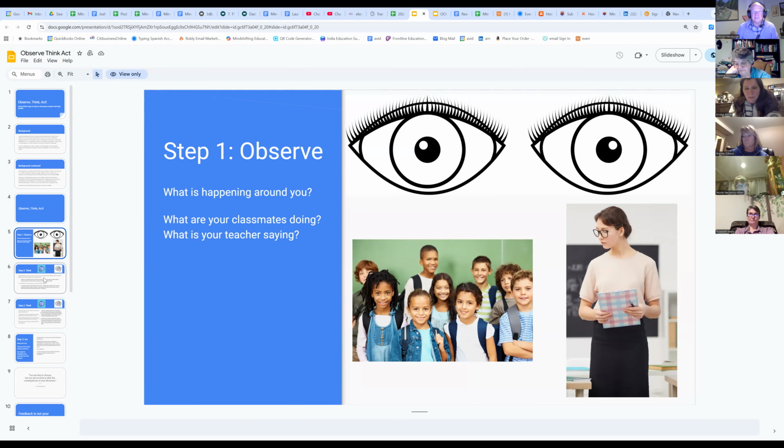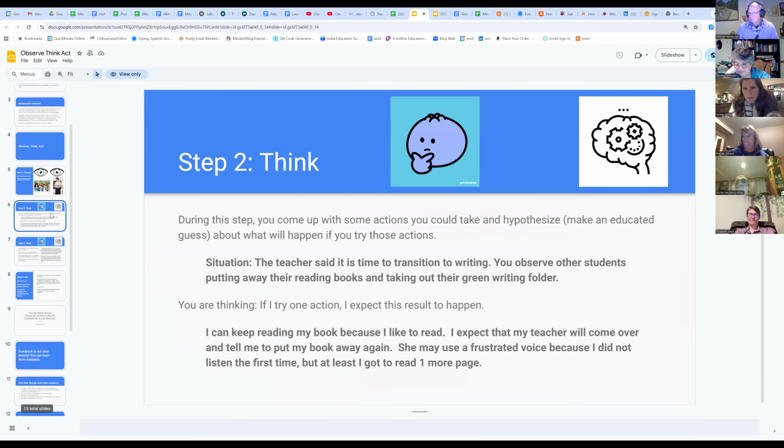And then next is the think step, which is, for the OODA, the orient and then decide. A very common situation with this boy is he's continuing to read his book during a transition. So it's like, okay, you've observed everyone else is putting their stuff away. What do you think you can do? What's an action you could take and what would be the result? I'm trying to get him to think it through, because when he's called out, there's a lot of explosion of emotion. So I said, you could keep reading your book, and then Miss Elliott might use the frustrated voice because she's asked you several times to put this thing away. You can keep going on the next slide.